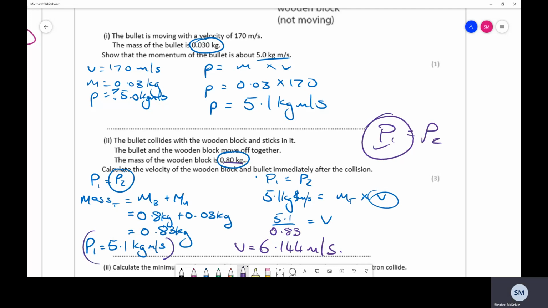But the mass has changed because they're stuck together. The wooden block and the bullet are now stuck together. So I have to find the new mass first off. My mass multiplied by my new velocity will equal 5.1 because the total momentum at the start is equal to the total momentum at the end. And then I just had to do normal switcheroo.